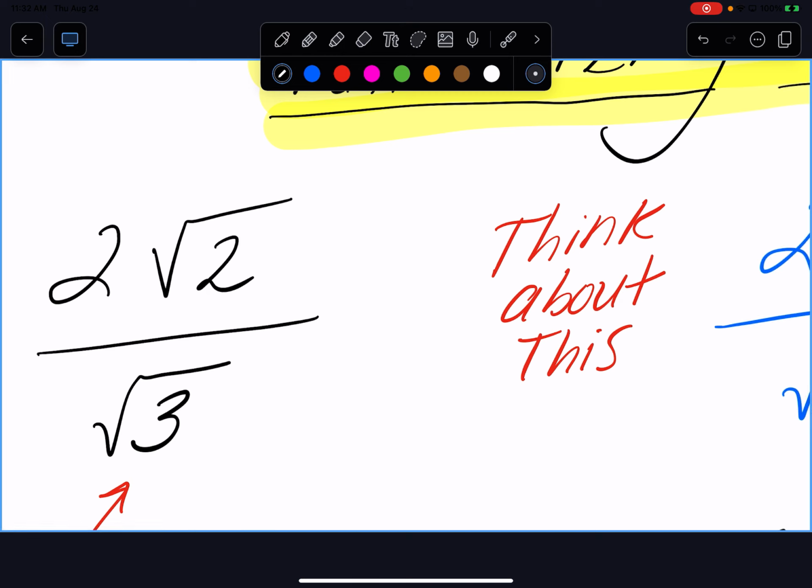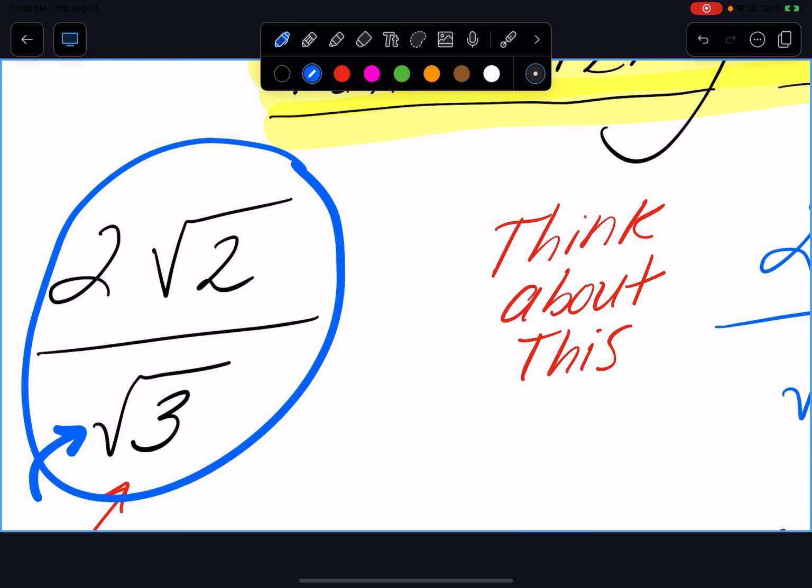2 root 2 over root 3. I need to explain to you why this is considered not simplified. This is an okay decimal number. It's just not a pretty math teacher answer. Now why? Because it is not considered pretty to have a radical in the denominator. You all heard me, right? I've said that now a few times. So we can fix it, but we cannot change the value of our answer.